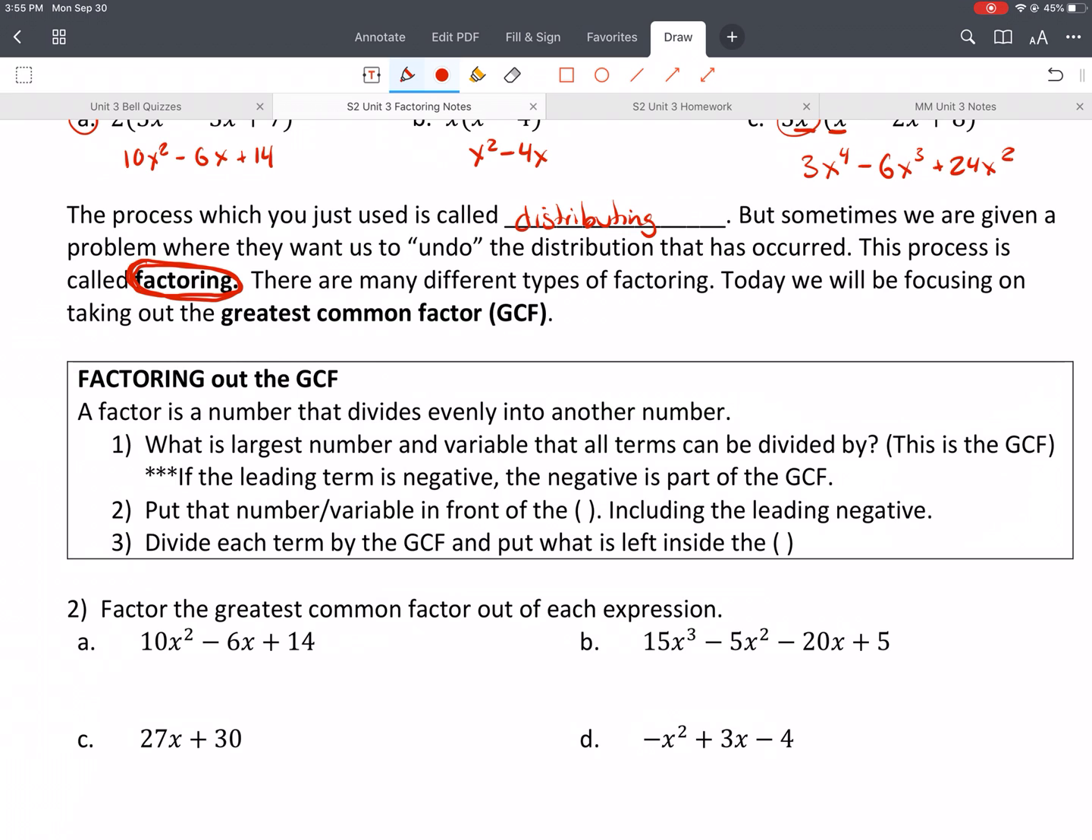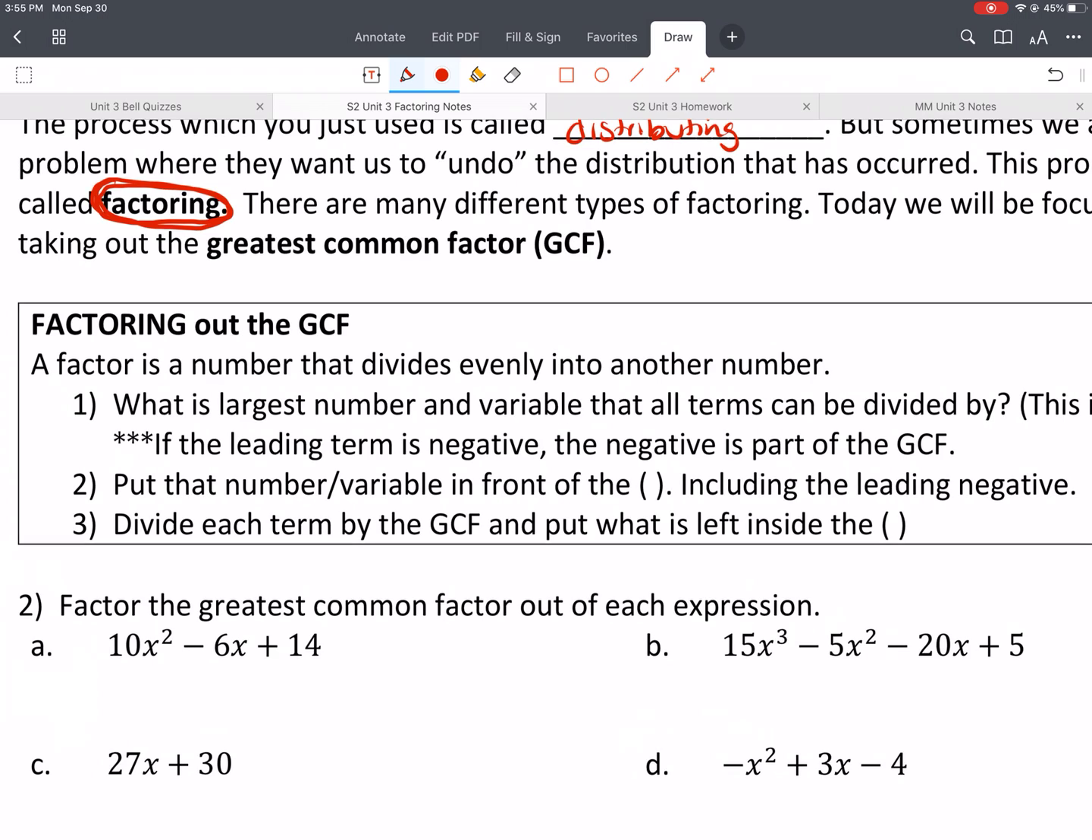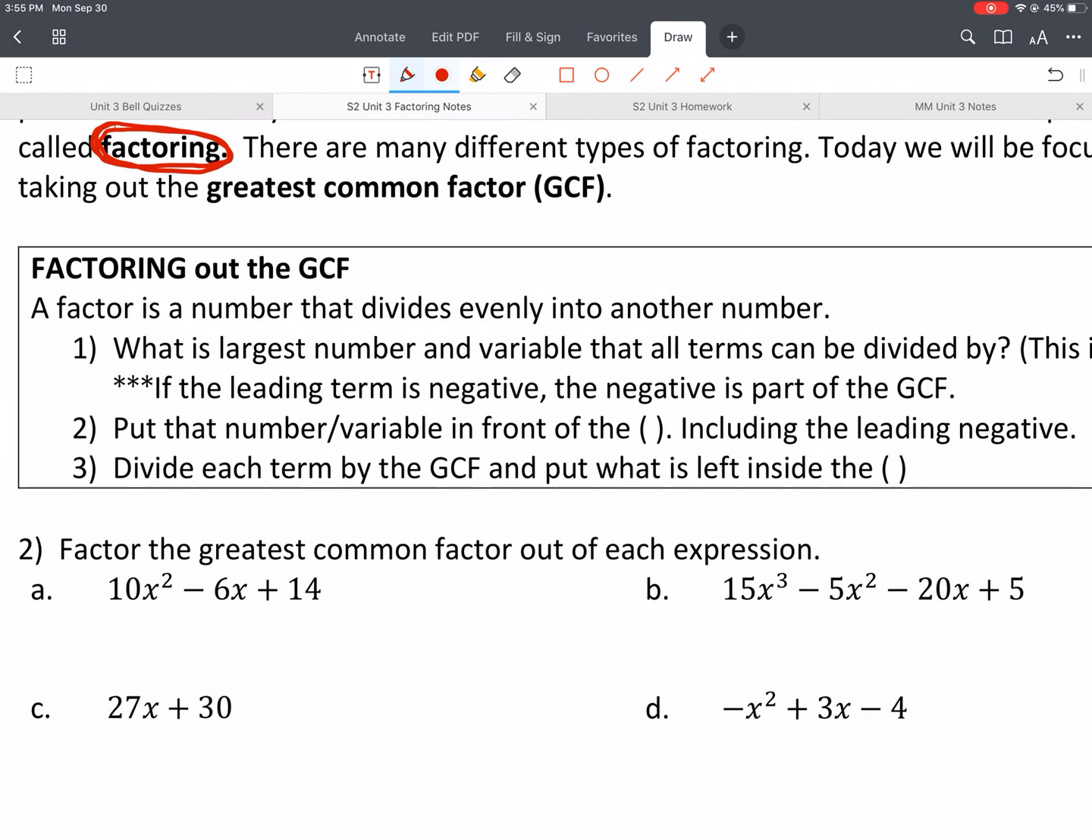Okay, so factoring out the GCF. A factor is a number that divides evenly into another number. All right, so we want to look at, for example, A. We want to say, what can we divide all three terms by evenly? Okay, so what is the largest number or variable that all terms can be divided by?